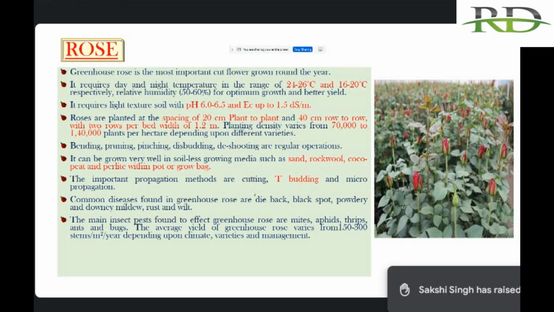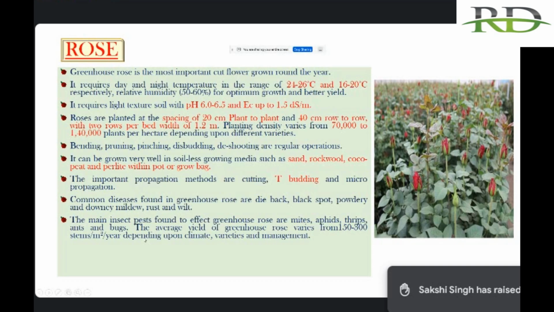Again, if we are talking about propagation in rose, T-budding or micropropagation is the most commercial propagation technique in rose. However, there are certain diseases which are also found in greenhouse, that is black dieback. They die back from the shoot, from the apical bud, and then black spot, powdery mildew, downy mildew, rust, and wilt. The main insects which can be found in greenhouse are mites, aphids, thrips, ants, and bugs.